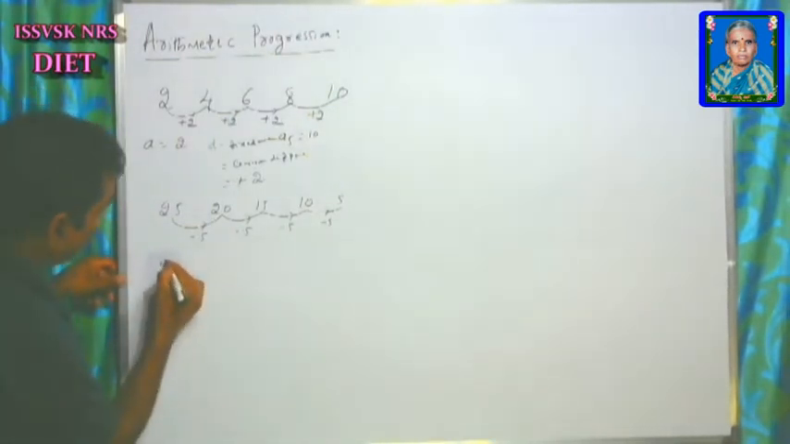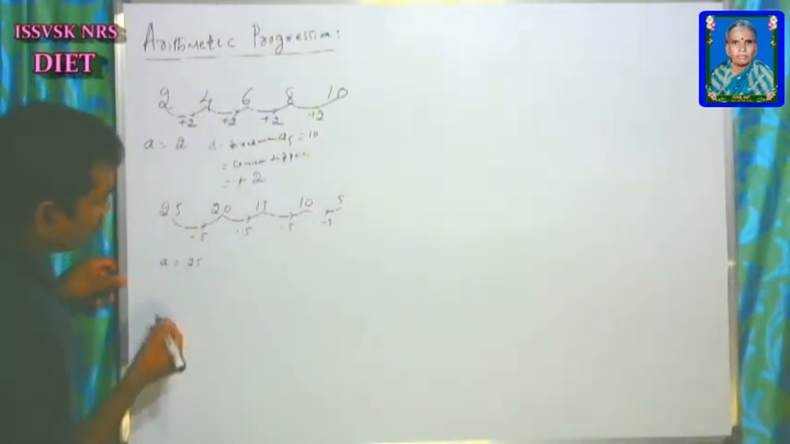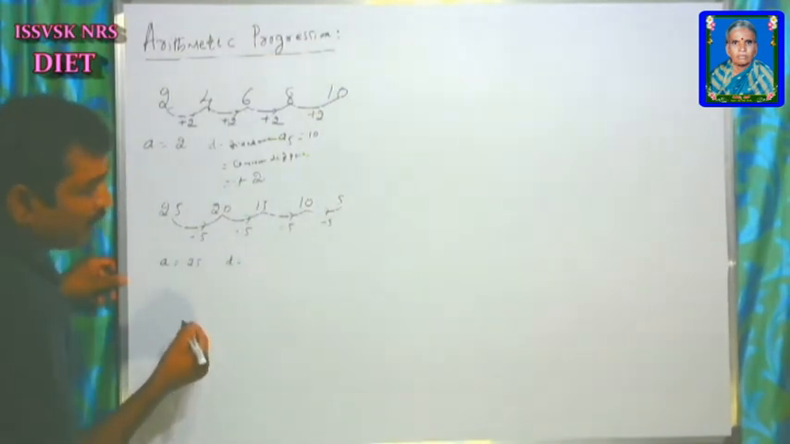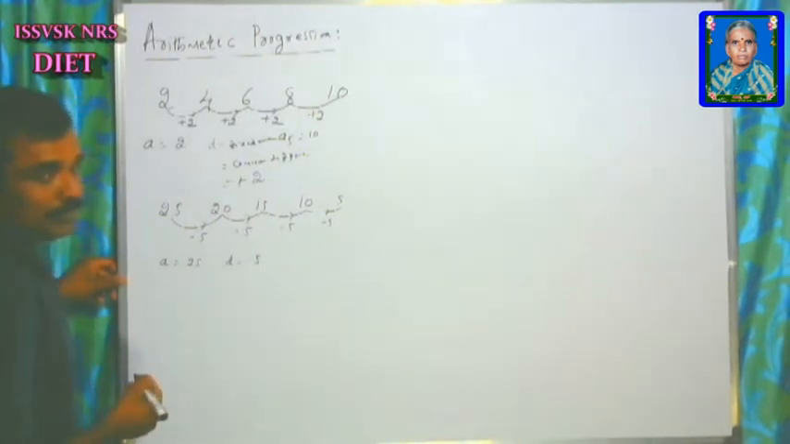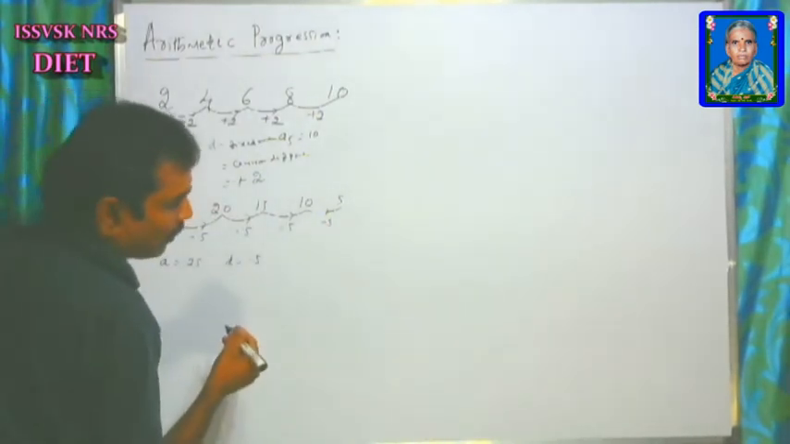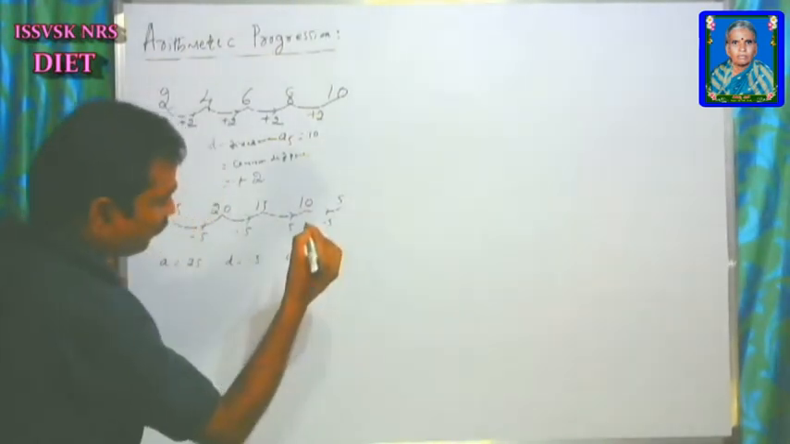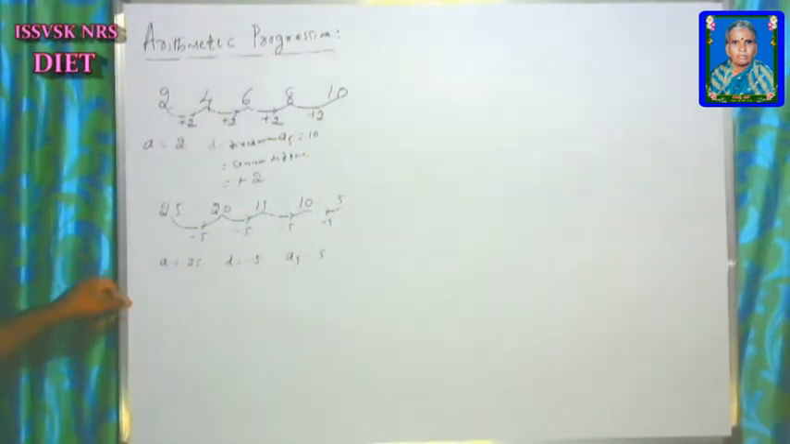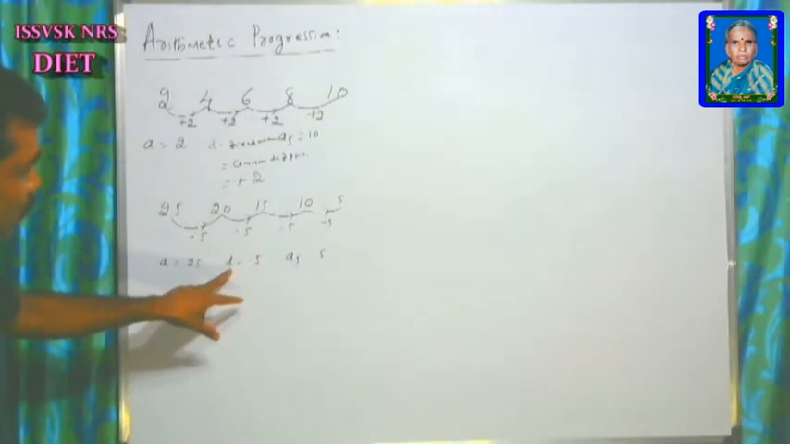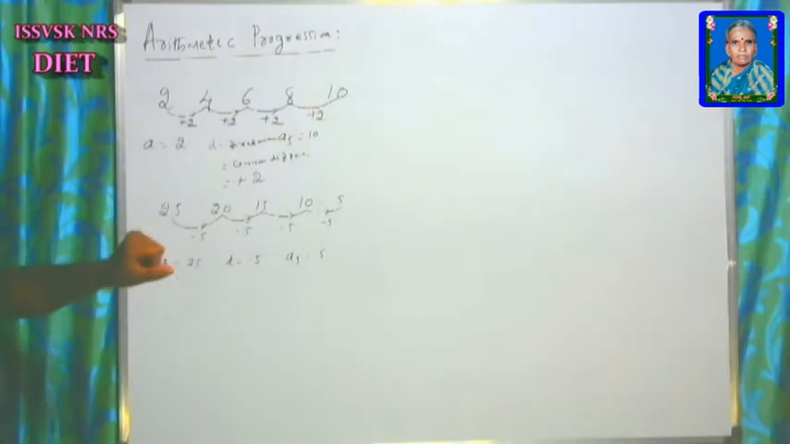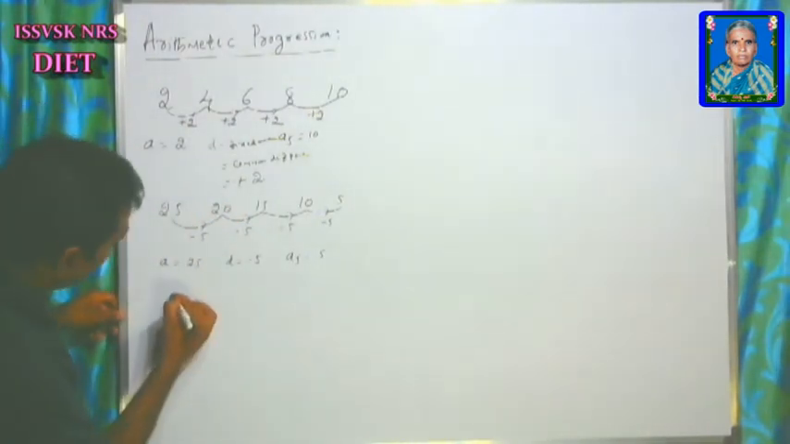Here the first term a is equal to 25. The fixed number, in other words the common difference, is minus 5. And the last term, or the fifth term, a5 is equal to 5. You just see here the common difference is a negative number, whereas in the earlier example the common difference is a positive number.